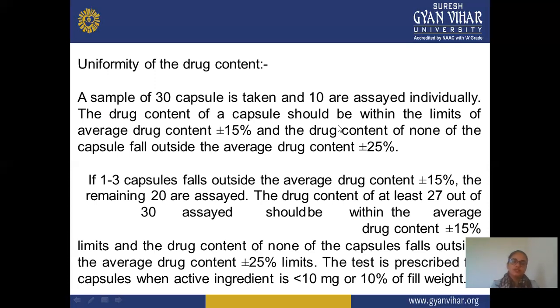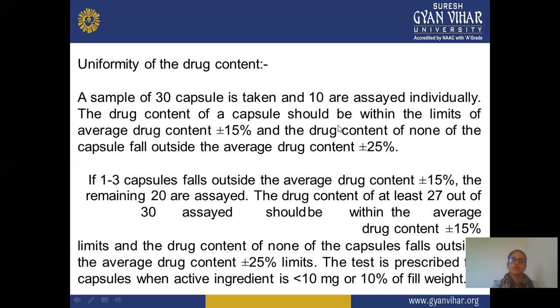And next, the drug content of a capsule should be within the limit. Means it should not exceed the limit of the average net content, that is plus or minus 15%. And the drug content of none of the capsules should fall outside the average net content by more than plus or minus 25%. Means after performing this assay on 10 capsules, it should be within the limit of plus or minus 15%, and for overall 30 capsules it should be plus or minus 25%.